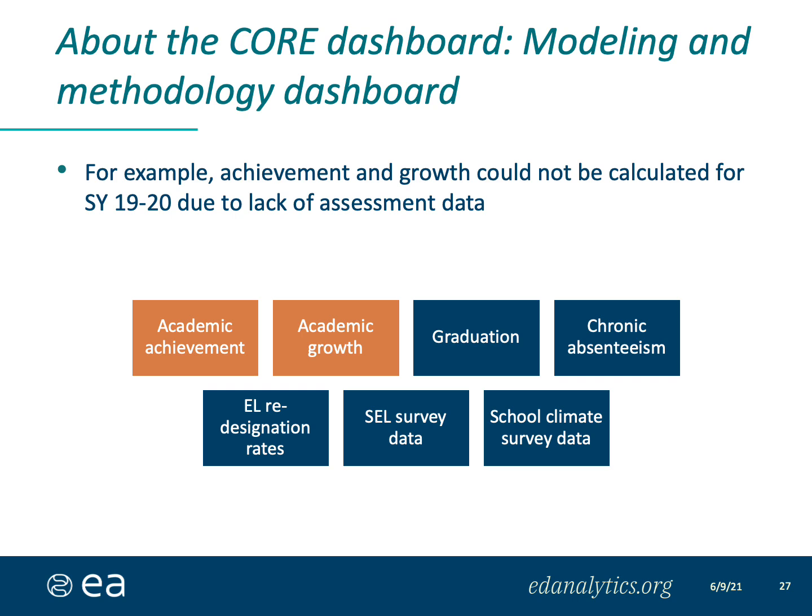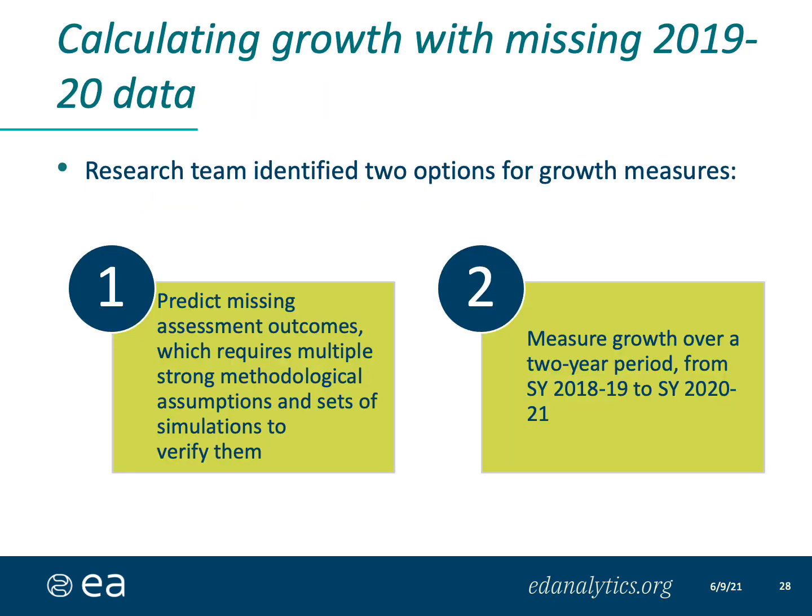For example, in the case of our academic measures, achievement and growth, we knew that they could not be calculated using our normal year business rules due to the lack of assessment data for spring 2020. For partners that use growth measures, our team has identified two different options for replacing those metrics. The first is to predict missing assessment outcomes, which requires multiple strong methodological assumptions and sets of simulations to verify them. Or to measure growth over a 2-year period, from the school year 2018-19 to the school year 2020-21, skipping the missing data year of 2019-20.